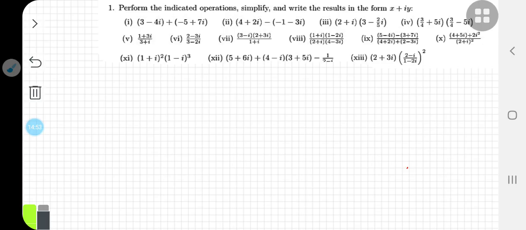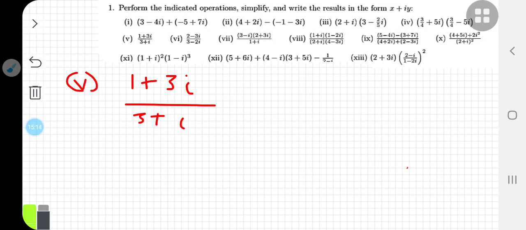So what of this 5 one? Part 5 is telling us to solve 1 plus 3i over 3 plus i. So this is just the division of complex numbers. When solving this one, we multiply with its conjugate, and its conjugate is just going to be 3 minus i over 3 minus i there. You see?